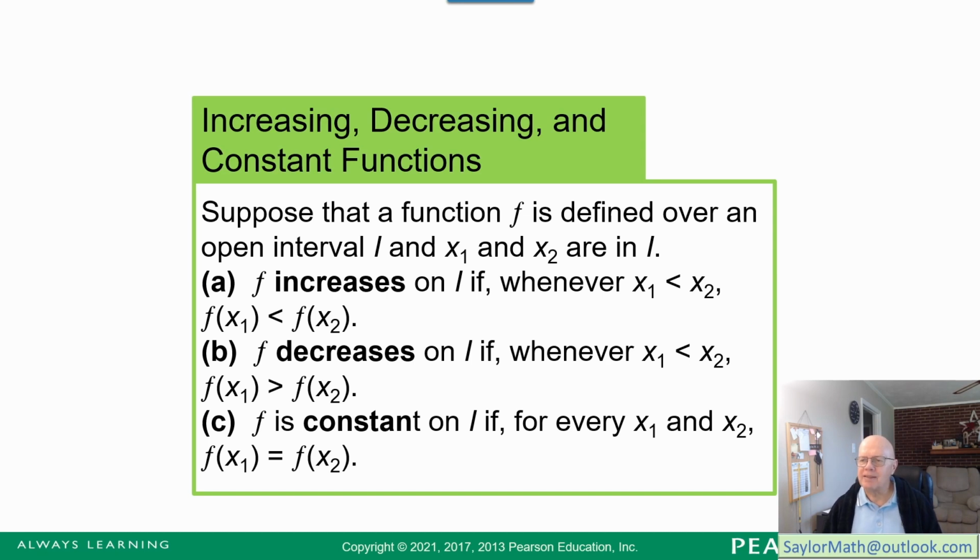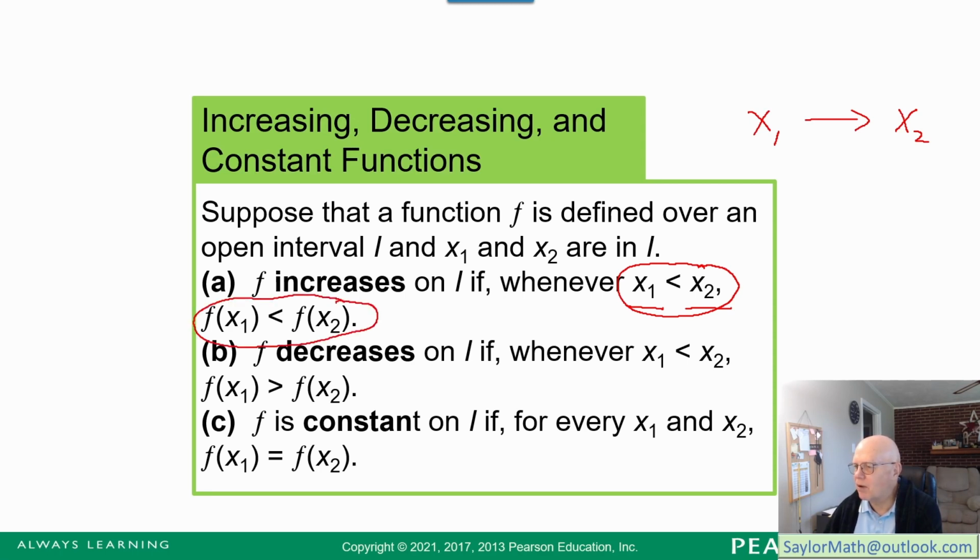Moving on, increasing, decreasing, and constant functions. Okay, first of all, let's get something out of the way right away. This just means that if you're looking at the Cartesian coordinate system, the rectangular coordinate system, then this number comes on the left, this one comes on the right. So actually you're moving from x1 to x2 on your graph. So all three of these say the same thing. x1 comes before x2.